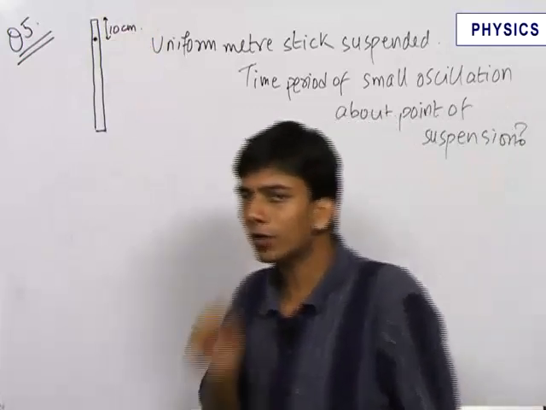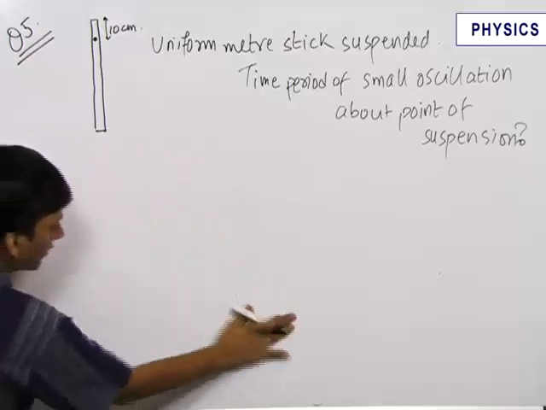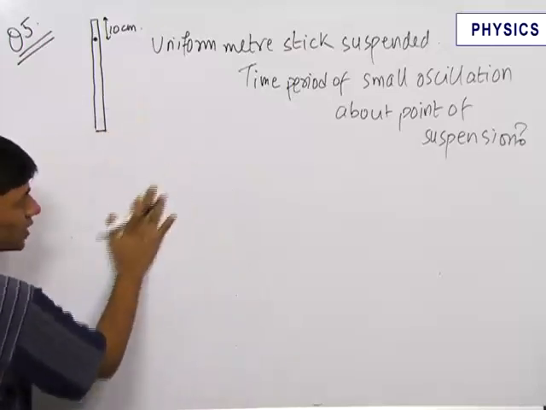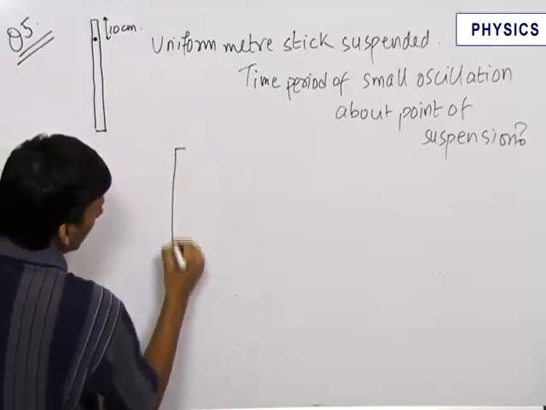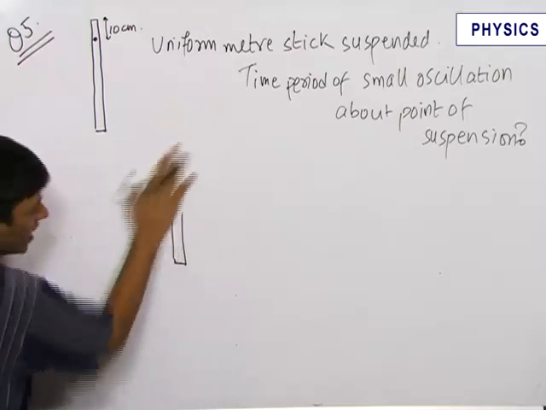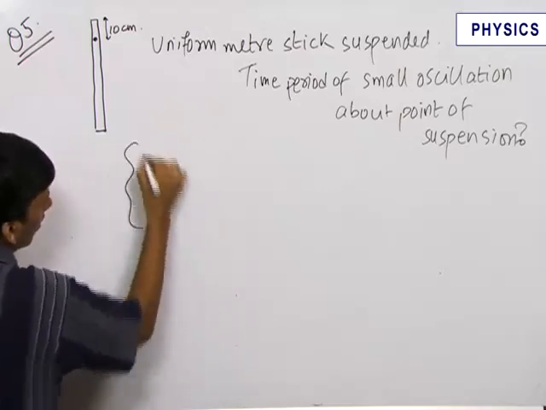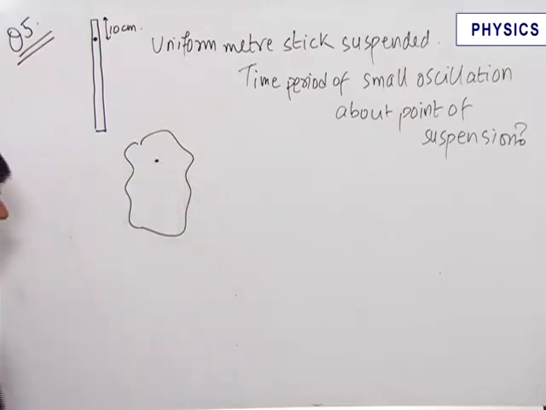Now we generally know that for small oscillations the motion of an object is SHM. Let us check it out. Let us first prove that this motion is actually SHM, and let us find out the time period of the SHM. Now let us take a general object. Let this be suspended about this point.